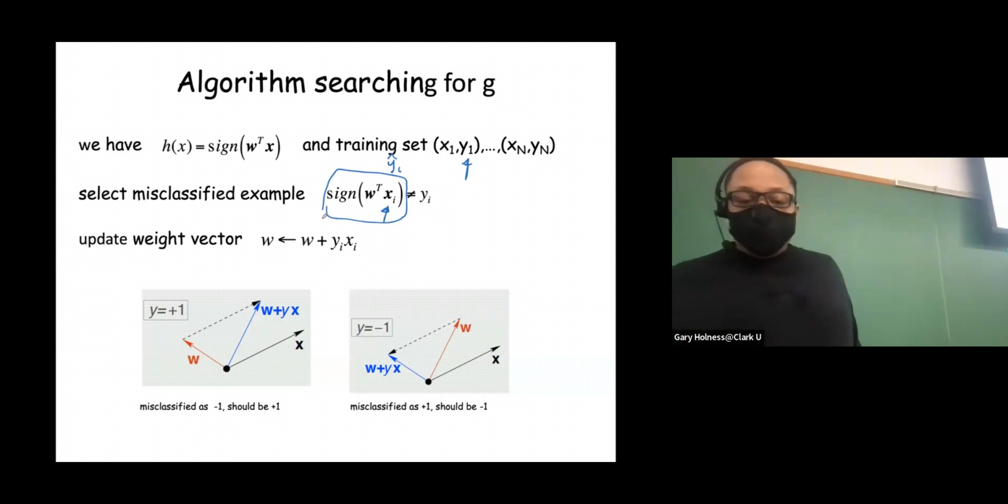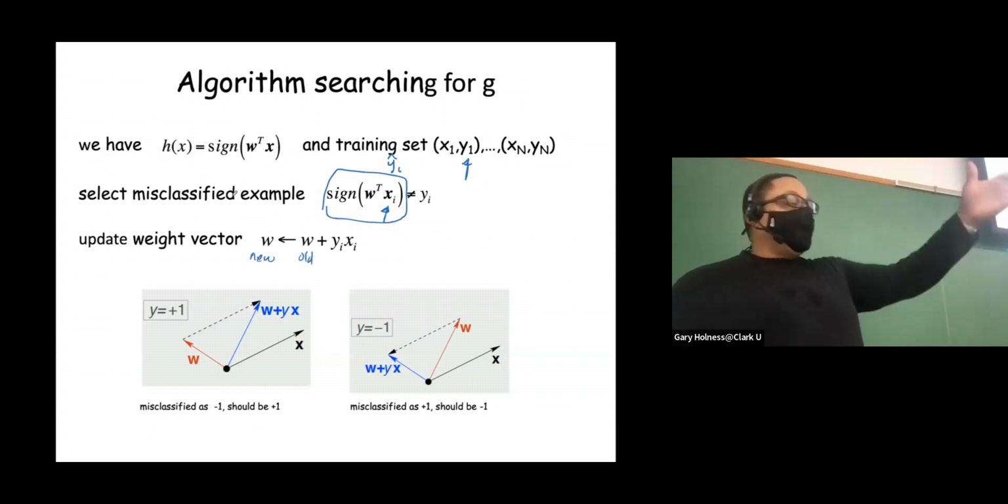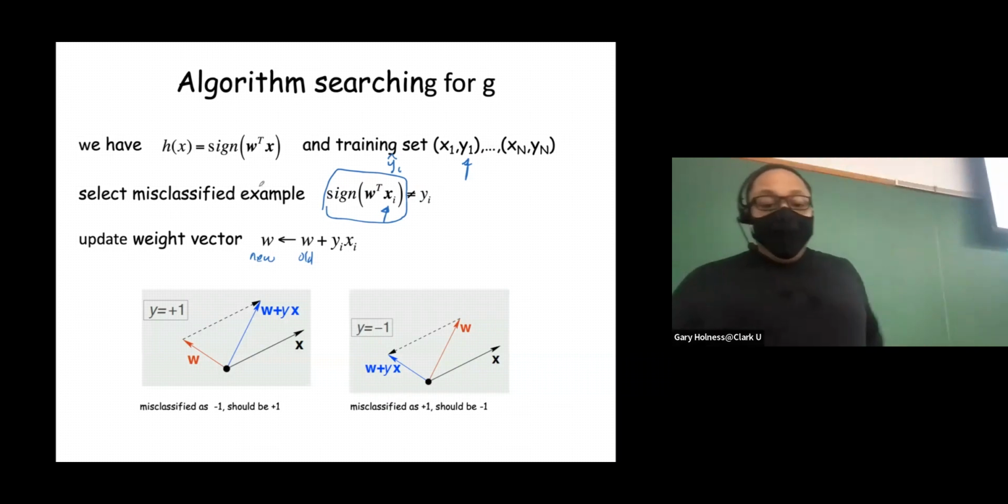The new value of our weight vector is equal to the old value of our weight vector. And remember, our weight vector is augmented, it includes w0, w1 through wD. It's going to be the old value plus the following product: the ground truth label times, and this is a scalar because it's +1 or -1, the vector that was misclassified.